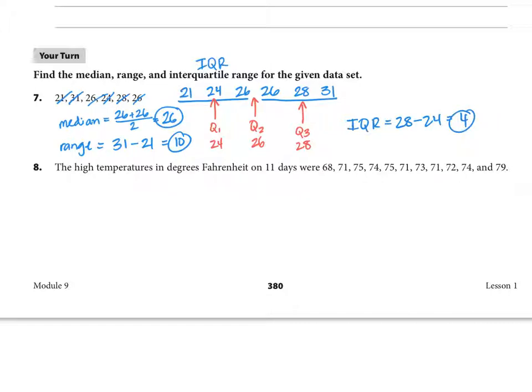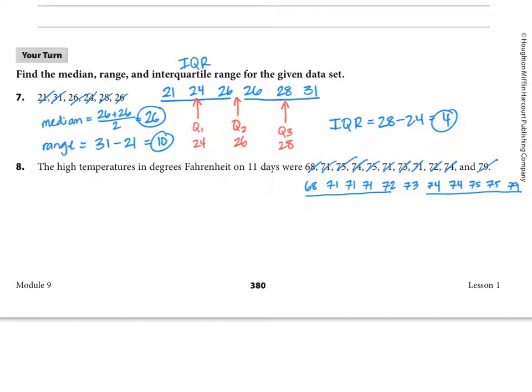Okay, here's number 8. We've got 11 data points this time. So I'm going to work on this, and if you'd like to pause it, go right ahead. The solution is going to pop up here in a few seconds. And here are your data values in order.